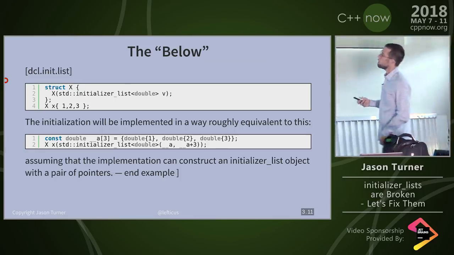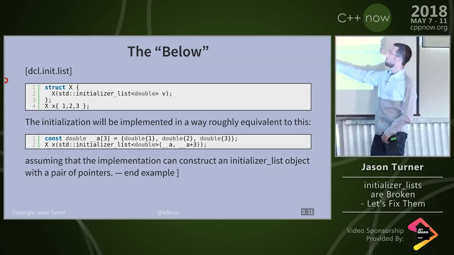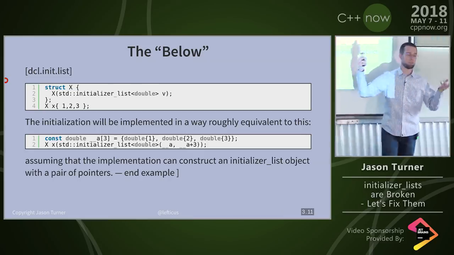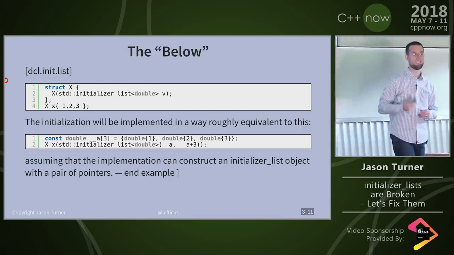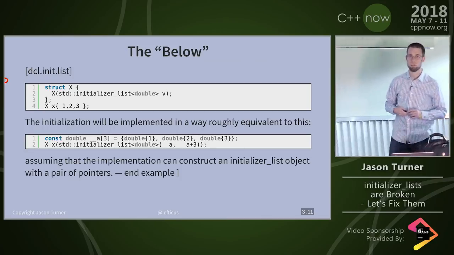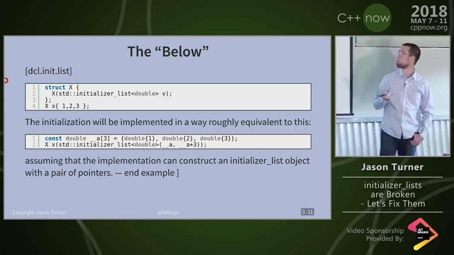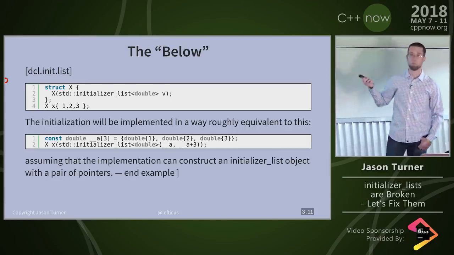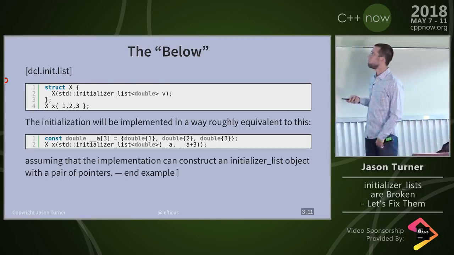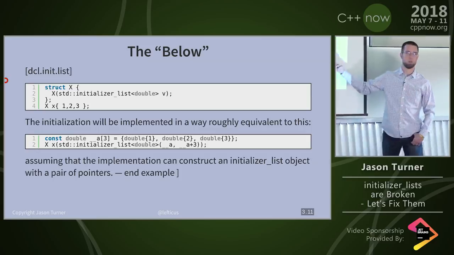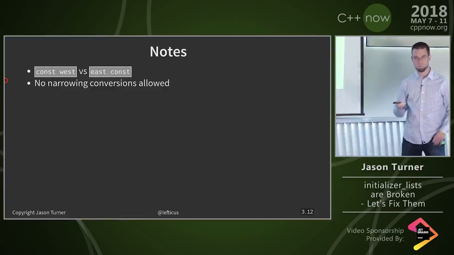The other thing is, notice here on line one, each of these values has been brace initialized to the specific type of the initializer list. So you're not allowed to do narrowing conversions, basically. Otherwise, we would get a compile time error here. But an int to a double is not a narrowing conversion.